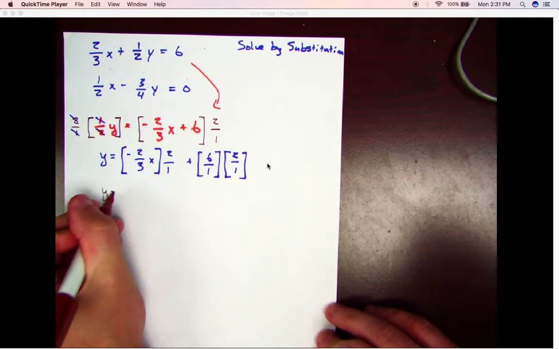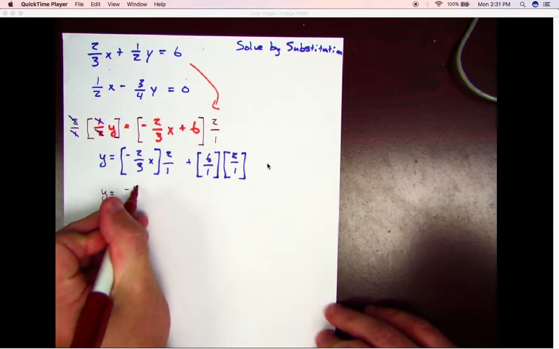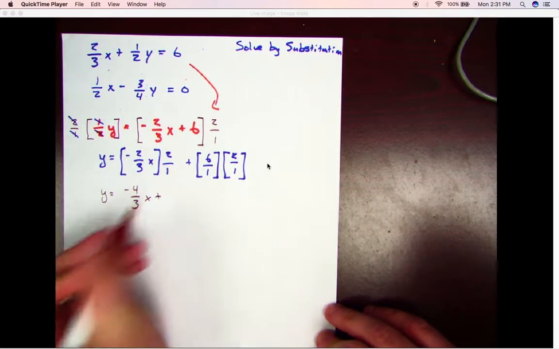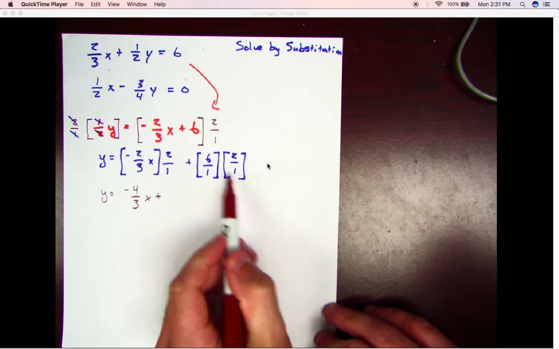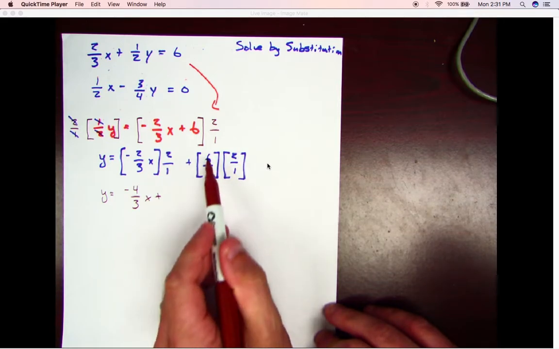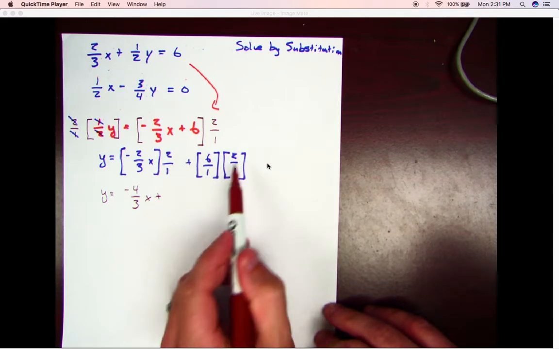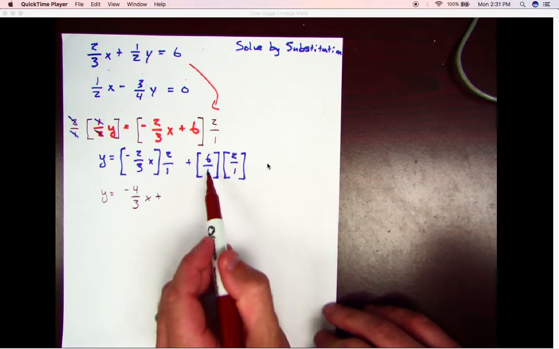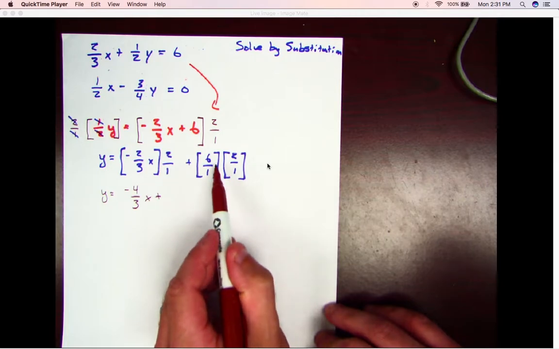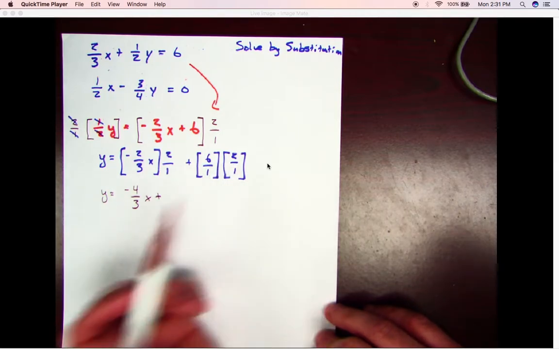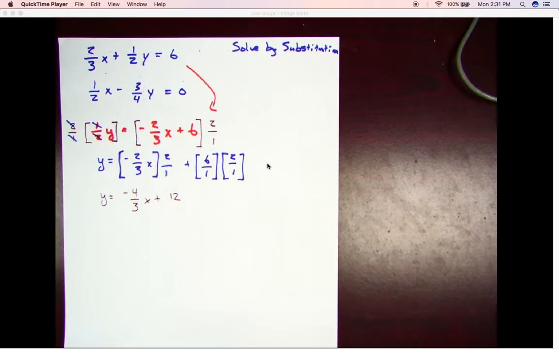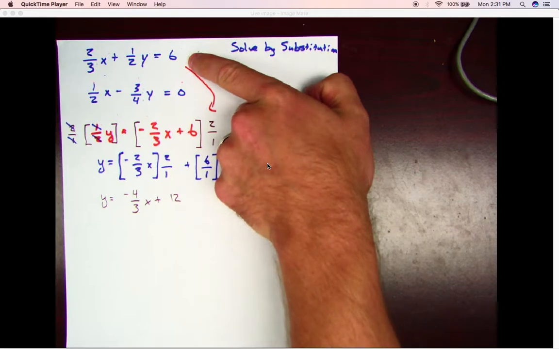So now I would have y equals negative 4 over 3 x plus, nothing cancels out diagonally or vertically here, so now I just have to multiply straight across. 6 times 2, well, that would be 12. 1 times 1 would be 1. So 12 over 1 gets me a positive 12. All right, so we have the first equation up here, solved for y.